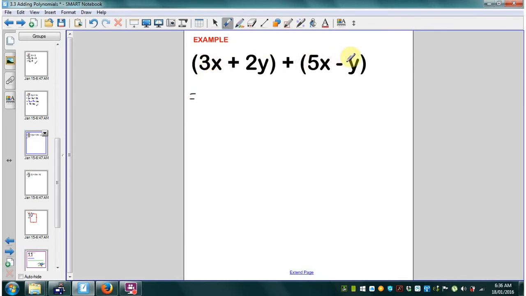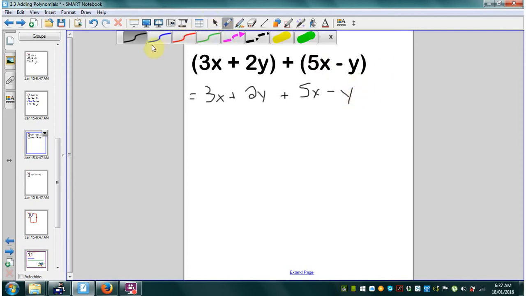Again, same step as before. We drop our brackets, except this time we have two sets of brackets to drop. So we have 3x plus 2y. Carry down our plus sign. So this means plus 5x and plus negative y. So plus, and then we drop our brackets, positive 5x. And then minus y.